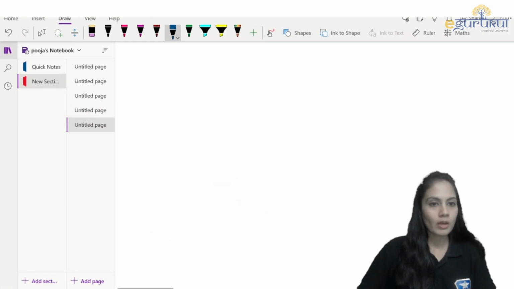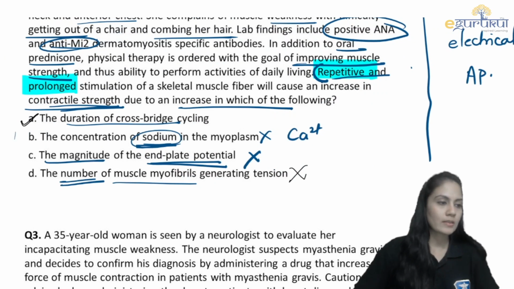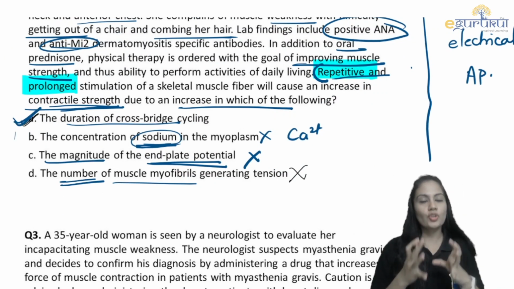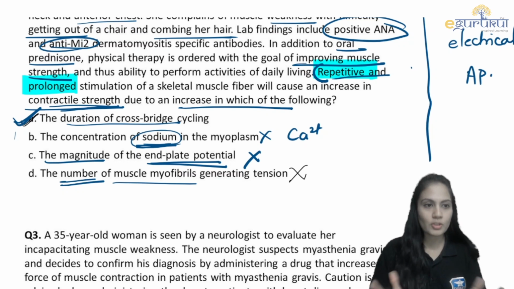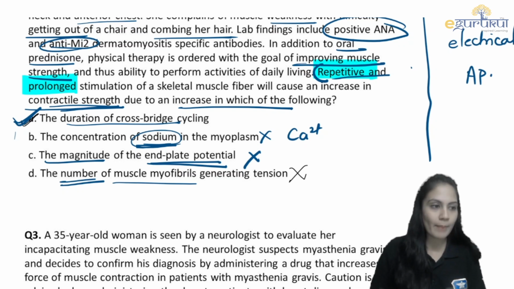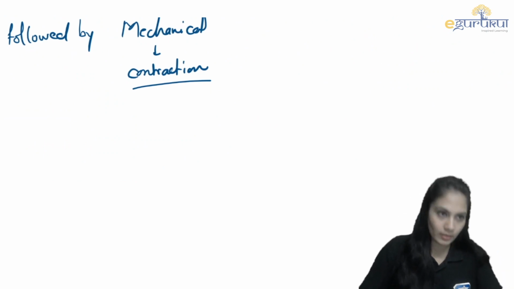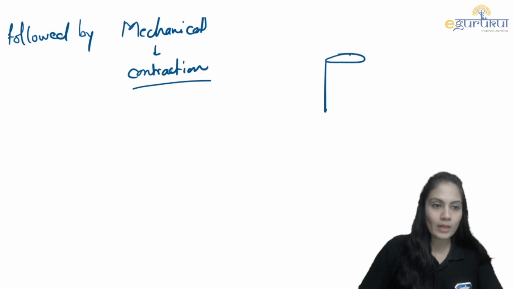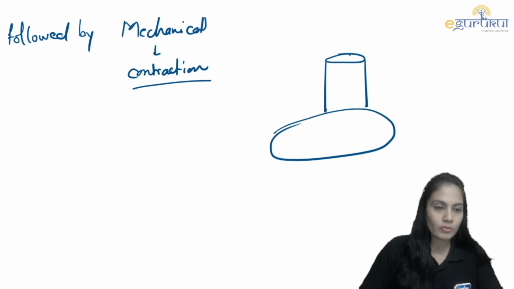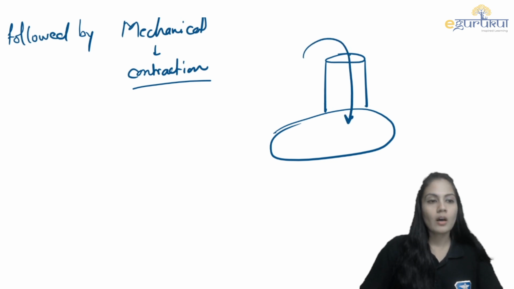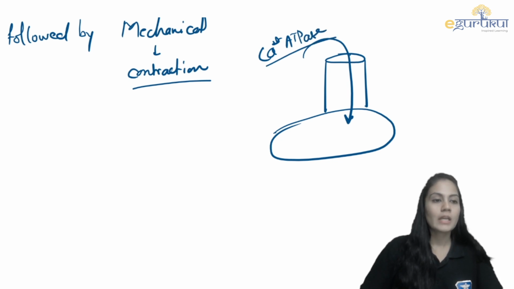We already talked about the answer to this question. The answer is because of the cross bridge cycling. The duration of the cross bridge cycling actually increases. Why does this duration increase? Because there is a pump known as the SERCA pump. Suppose this is a sarcoplasmic reticulum. In it there is a pump known as the SERCA pump, or simply calcium ATPase. It sends the calcium back into the sarcoplasmic reticulum.